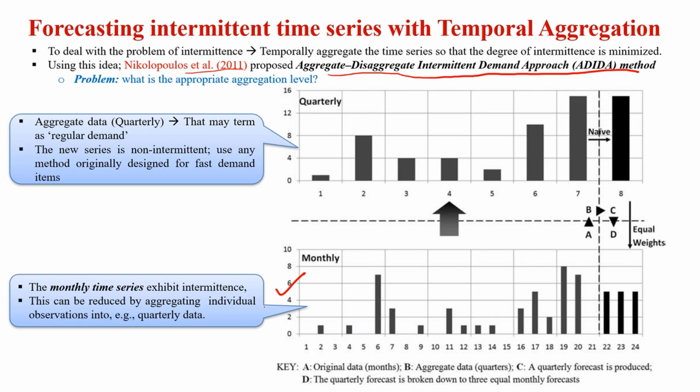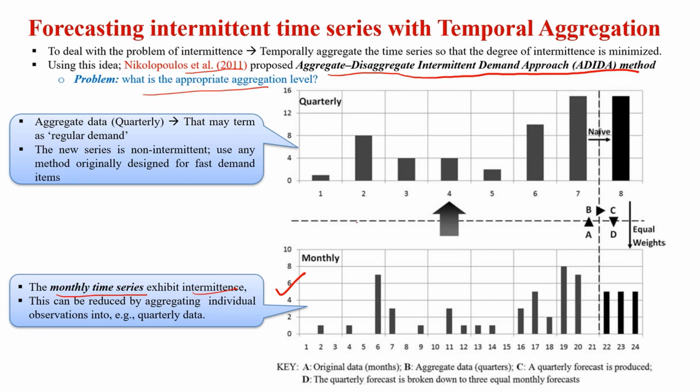So what we need to do is, this monthly demand is intermittent. We need to aggregate in such a way that every month we should have certain demand. But the question is, that is the major problem: at what level should we aggregate? Should we aggregate quarterly, bi-monthly, 3 monthly, or 6 monthly, and so on?